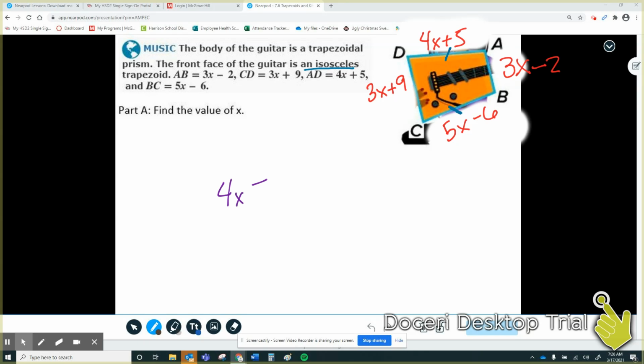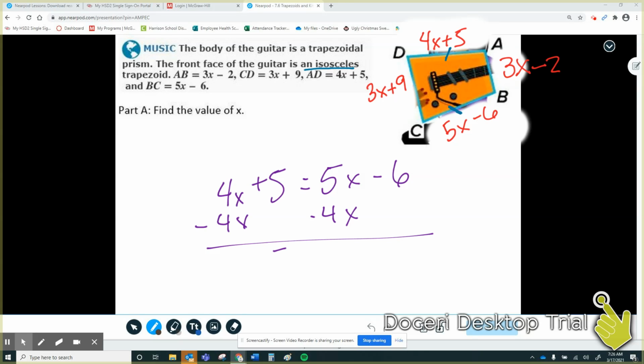4x plus 5 is equal to 5x minus 6. Now I can solve for both sides. Here we go, add 6 to both sides. And I find out that x is equal to 11. So it's important to know that the opposite legs of an isosceles trapezoid are the same size so that we can build this equation.